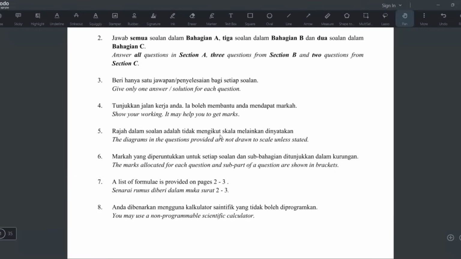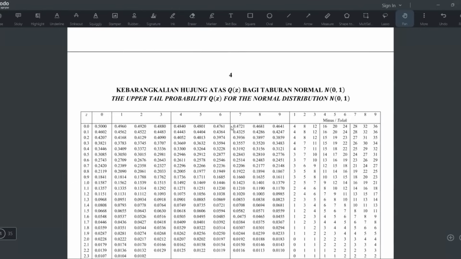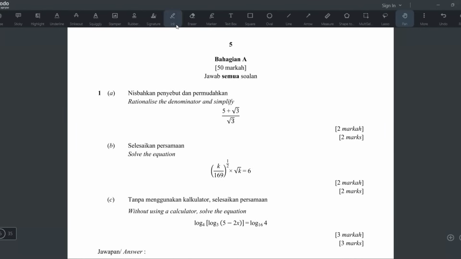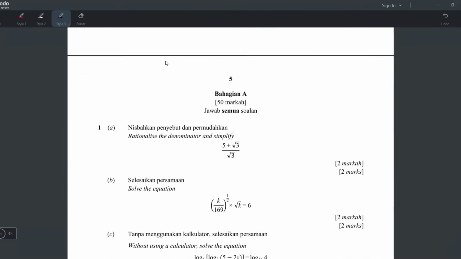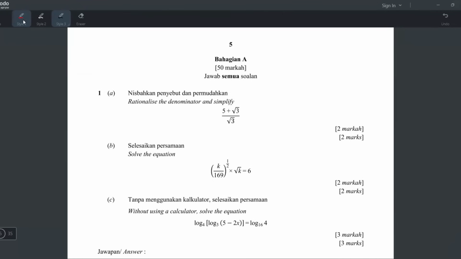All right, let's start now. Okay, Bahagian A, they want us to jawab semua soalan. All right, number 1. First let's see what chapter. You see square root, you see power, you see log. So confirm it is from chapter 4, the indices and logarithm chapter.